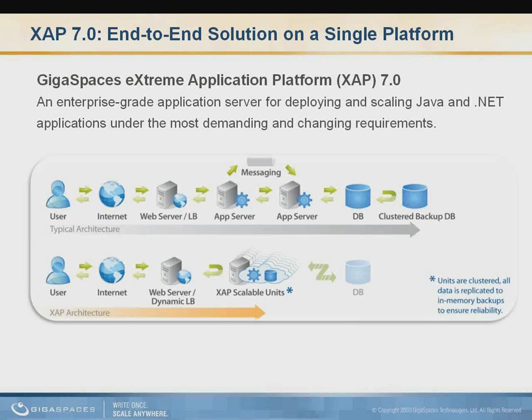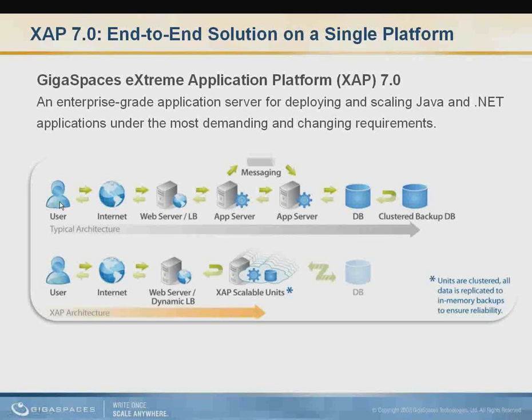One of the main things that we wanted to do in 7.0, and some of you already know our caching story or data grid story, where we solve the scalability of a specific application, or specifically the data bottleneck. In 7.0, what we really wanted is to look at the end-to-end flow of a transaction.